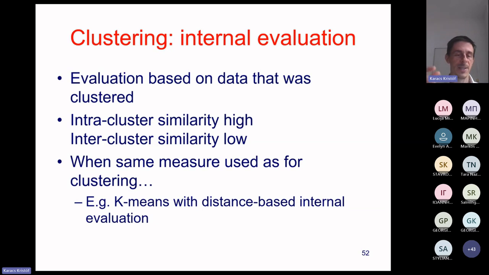There's an interesting case if we use the same measure for measuring the performance as the one that we used during the clustering. For example, k-means uses distances.